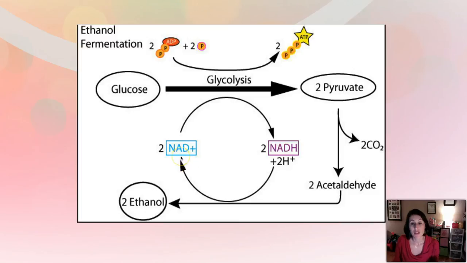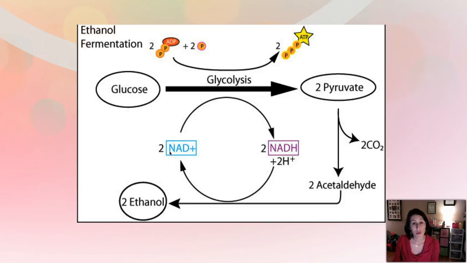And when that happens, 2 carbon dioxides are going to be released. Now that NAD plus, because the NADH gave up its electrons, is available to pick up 2 more. So it's going to go back, glucose is going to be split again, it's going to pick up those electrons, ATP is going to be made. So this whole cycle is going to continue as long as there's glucose available, and we're going to get 2 ATP for every glucose molecule.